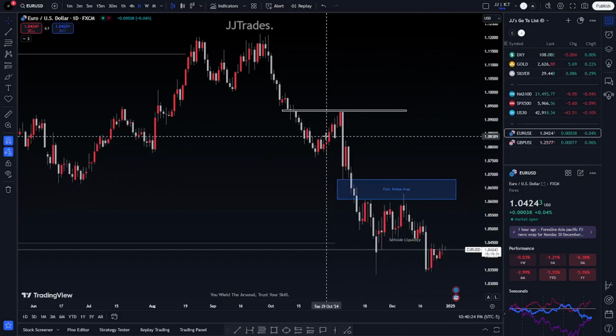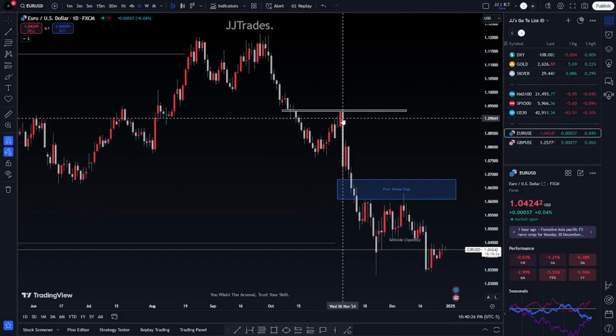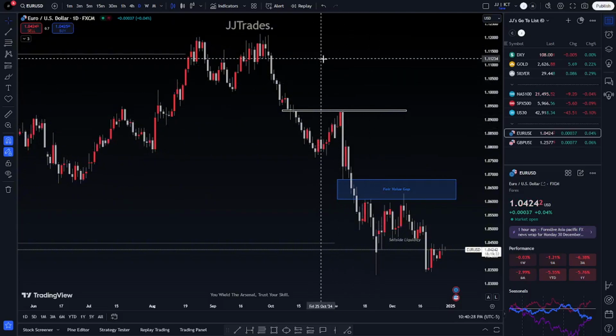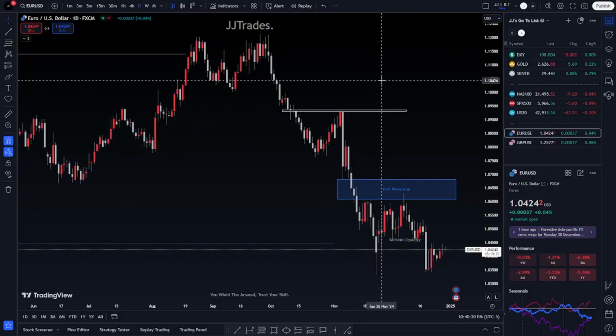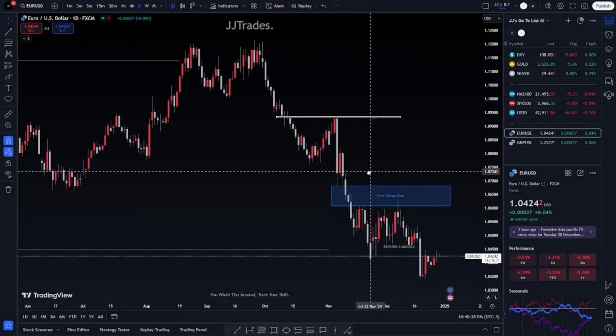Now, the quarterly shifts or the Interbank Price Delivery Algorithm ranges need to be used on higher time frame charts. Higher time frame charts as in daily, weekly, and monthly, but for this specifically the daily, because it's based off 20-day, 40-day, and 60-day ranges. So here we are on the daily.